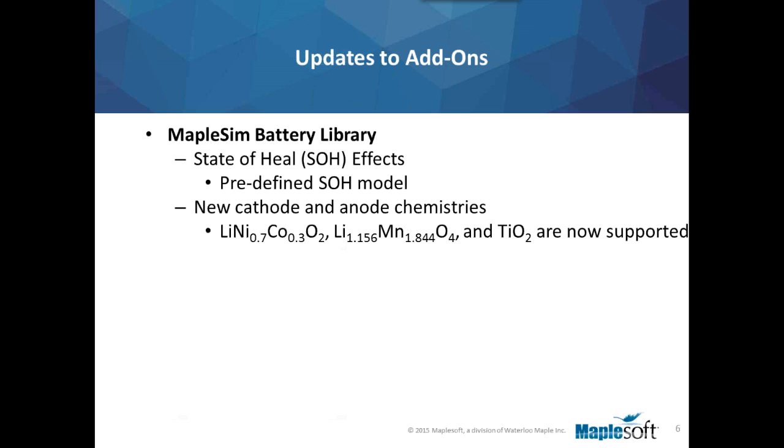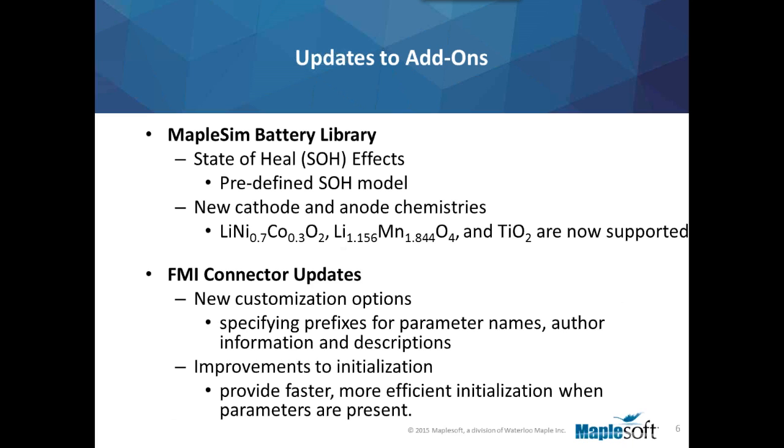Also, previously in 7 when we launched this, there was the ability to create a user-defined state of health or battery degradation effects, where you would define how the capacitance of the battery is changing as a function of time, or the state of health is changing. We've now also added a sort of de facto or default state of health that you can just use. You don't have to create your own. It allows you to get up and running quicker. There are some parameters. It's a standard model for this, so people can just start using state of health right away without necessarily having to build that model themselves.